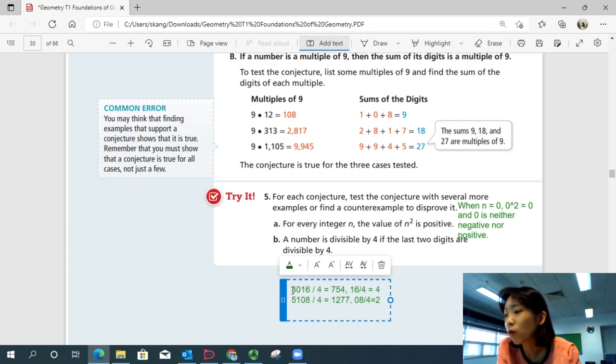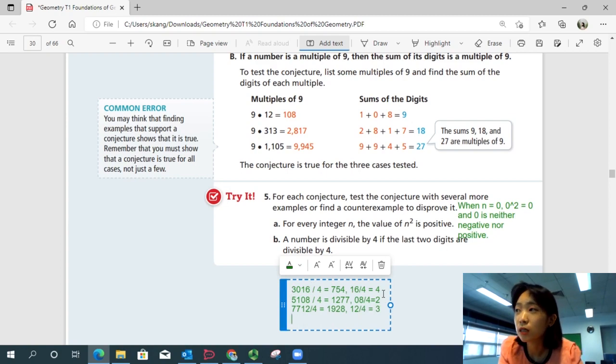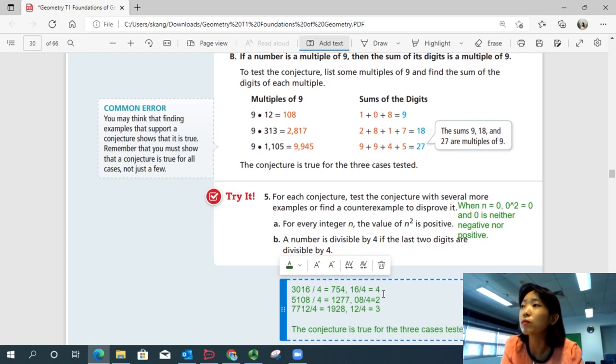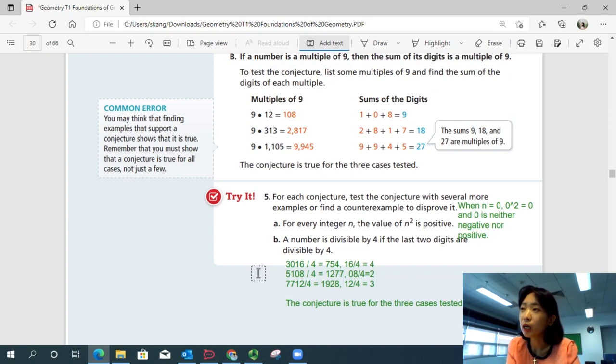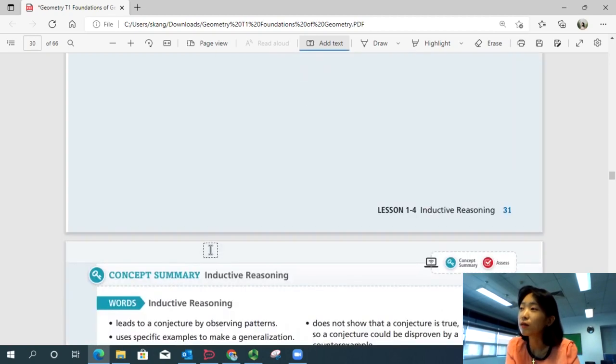And another example, 7,712 divided by 4 is 1,928. Yeah. And the last 2 digits, 12, is divisible by 4. So in all 3 cases tested so far, the conjecture is true for the 3 cases tested. Okay, so that's it for this lesson.